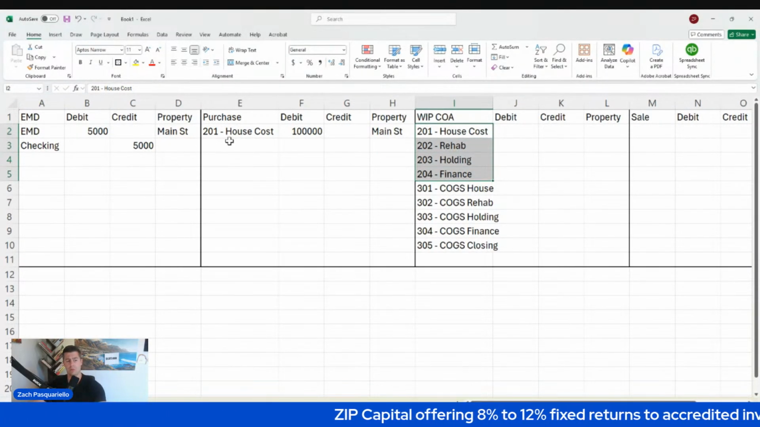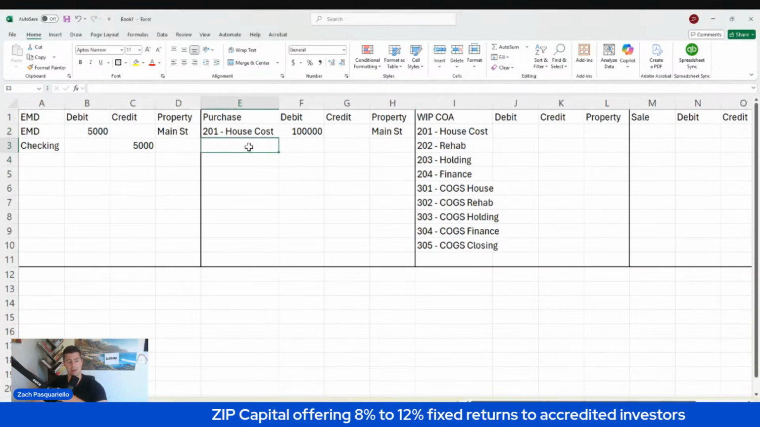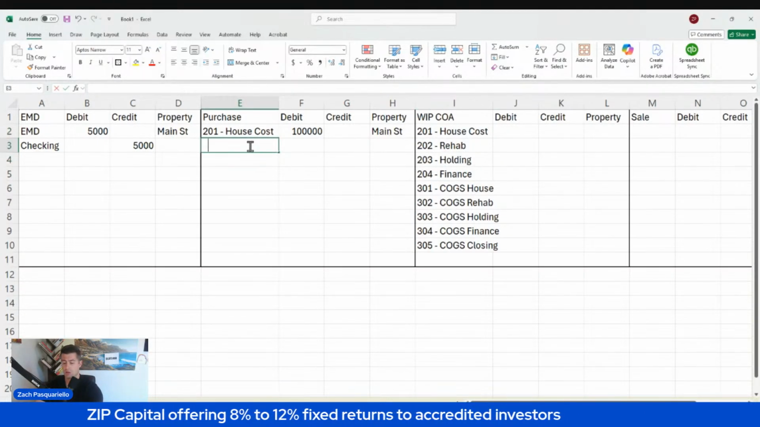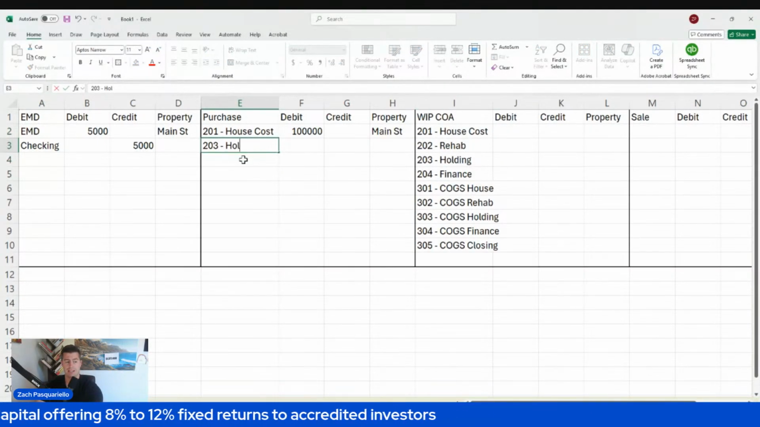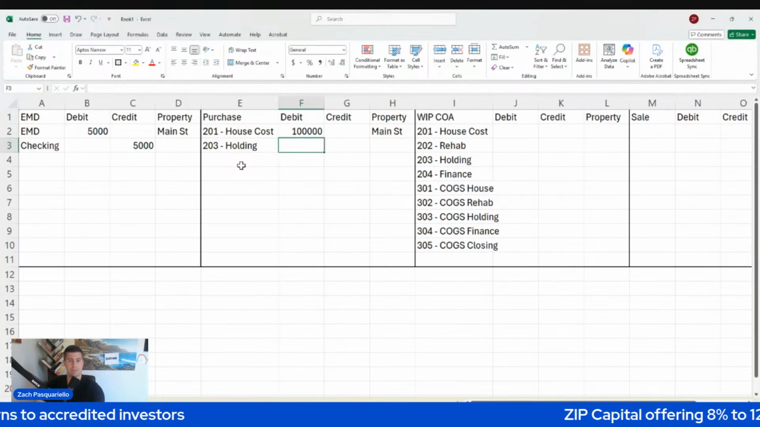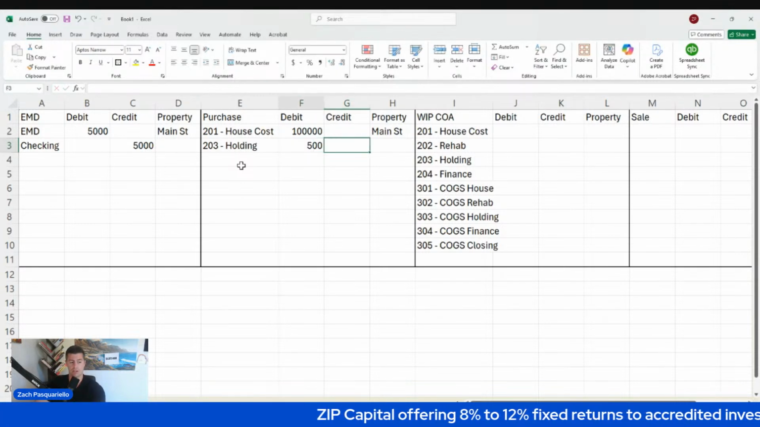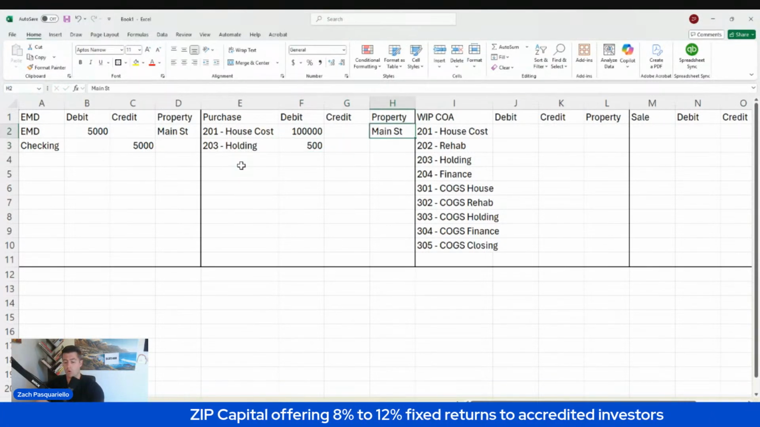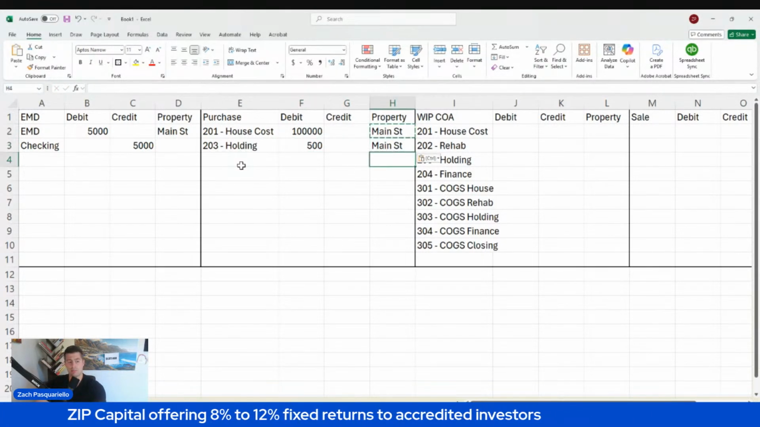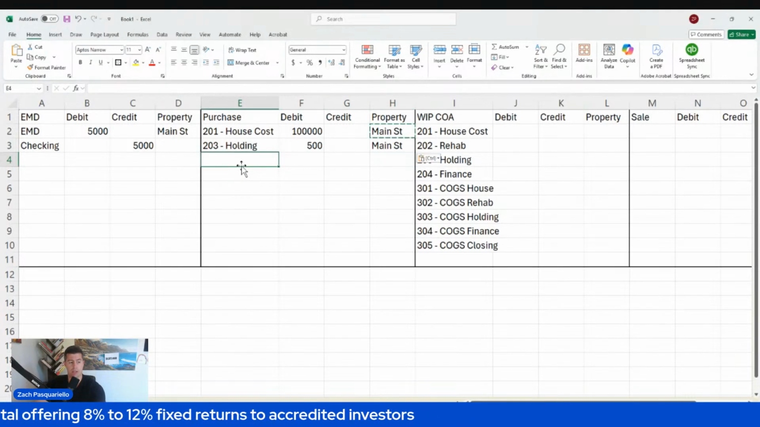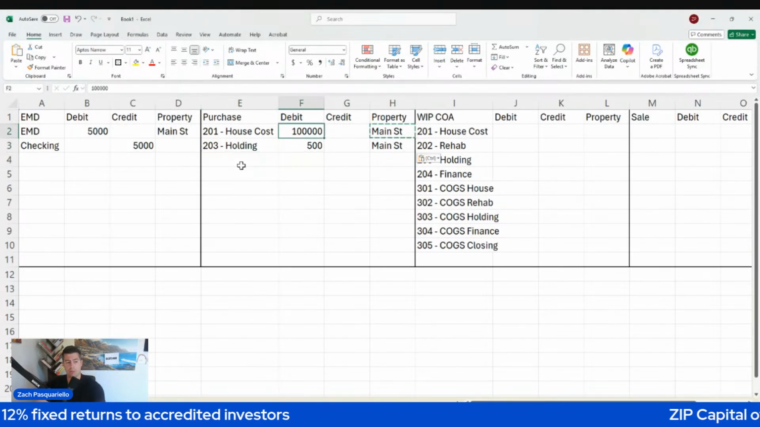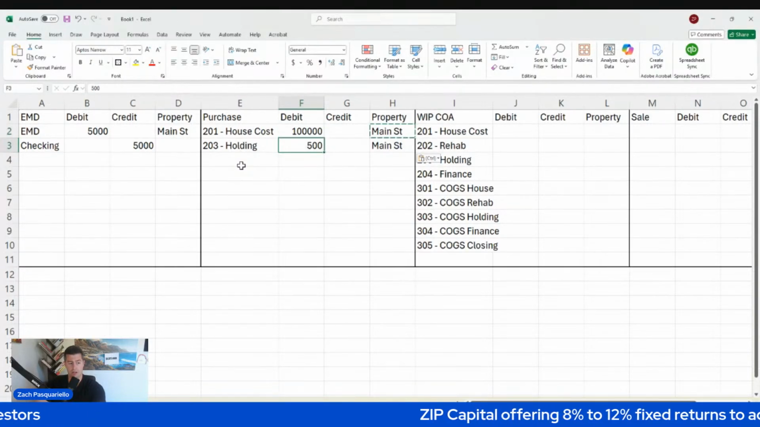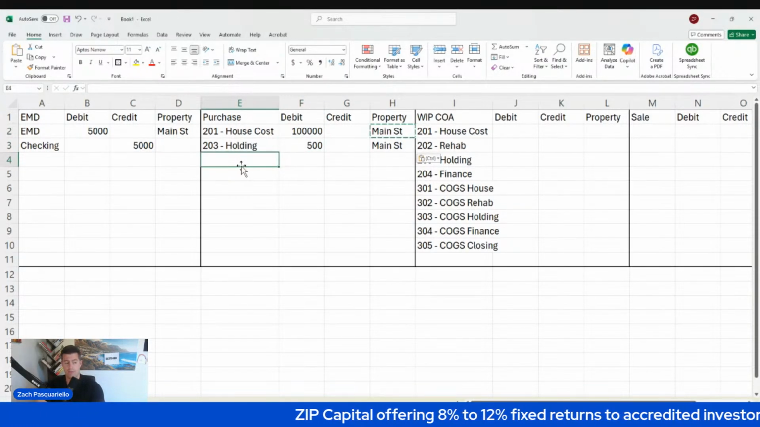Okay, so let's go back to purchasing the house. So 201 house cost, typically there's going to be some property taxes paid up front. So whenever we buy a property, typically, sometimes potentially, let's just call it $500. And this will be a holding cost because this will be taxes paid at closing when we purchase the property. So all in, we purchased this property for $100,500.